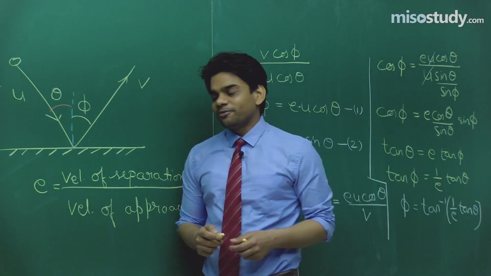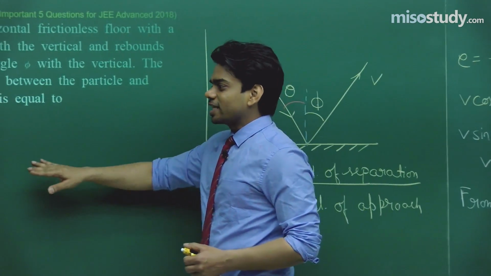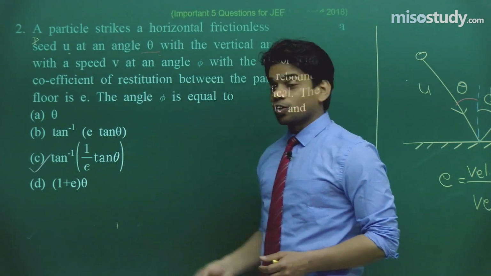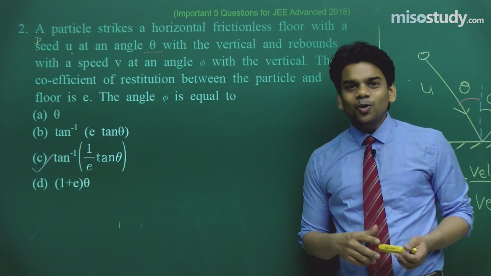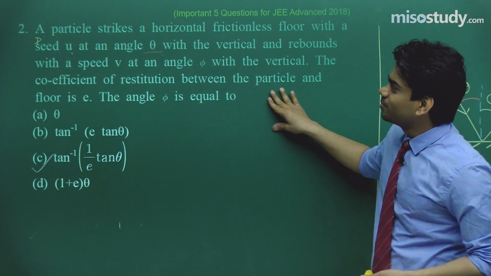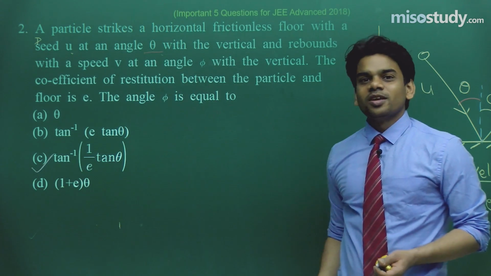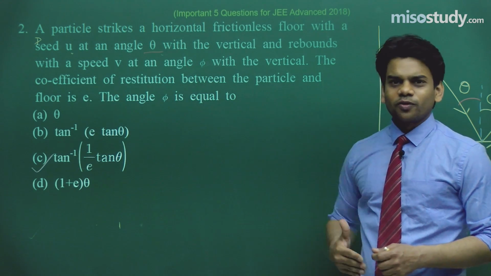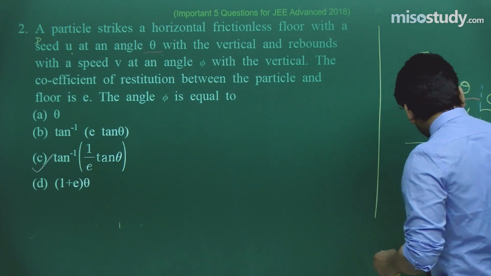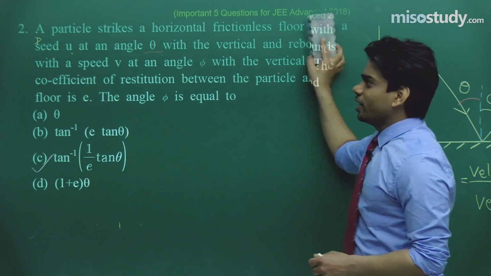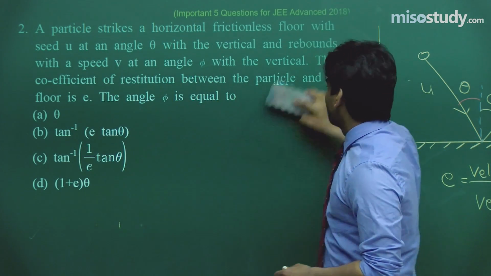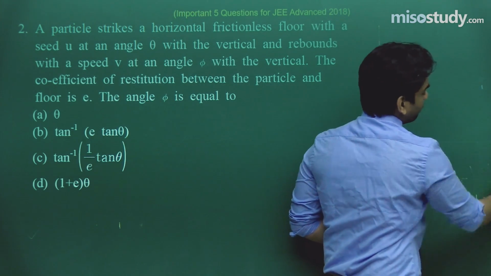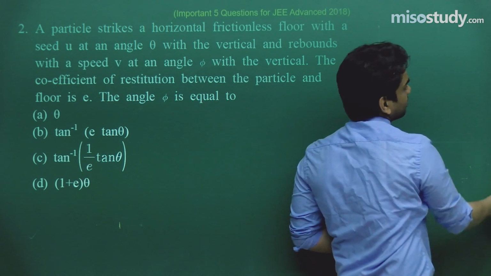Let us check the options that we have. You can see option number C matches the right answer: tan inverse 1 by e tan theta is the value of phi. It's a good question. People actually get confused about how to use the coefficient of restitution. Remember that the coefficient of restitution is just the ratio of velocity of separation to velocity of approach, and only then can you solve such kinds of questions. I believe these two questions that we have done will be of great help to you and you will understand how to approach such questions.